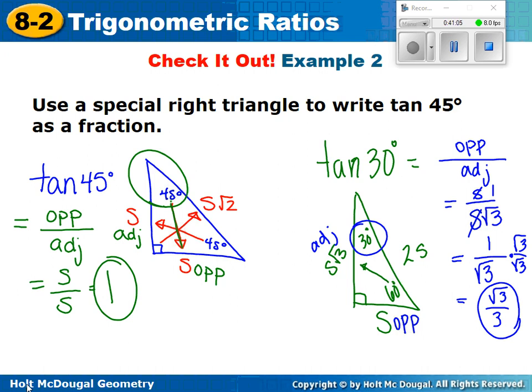And then you can take your calculator and type that in and see, is the tangent of 30 the same as square root of 3 over 3? Yes. So that is why in your calculator, when you type in sine of 32, you get a number. And it's always that number.